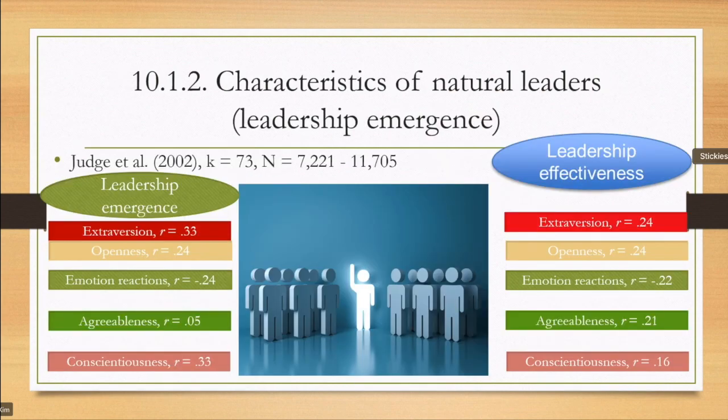Here we see the different characteristics that will lead to either leadership emergence or leadership effectiveness, with a certain variance on performance, on how it correlates. So we can see, for example, that conscientiousness is in leadership effectiveness not necessarily as important as, for example, extroversion or openness.